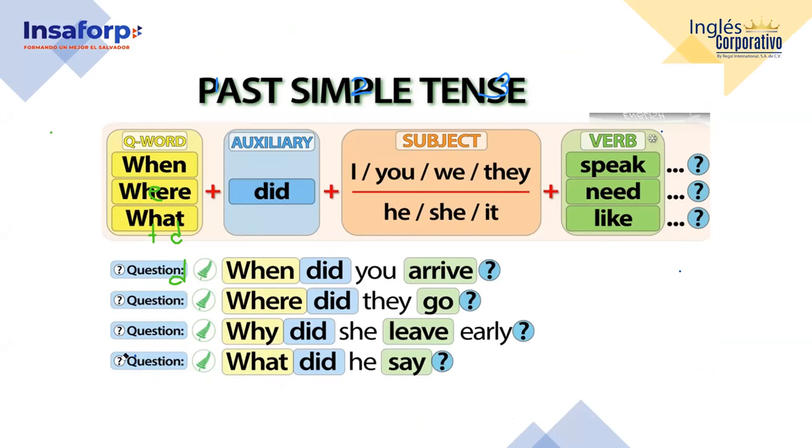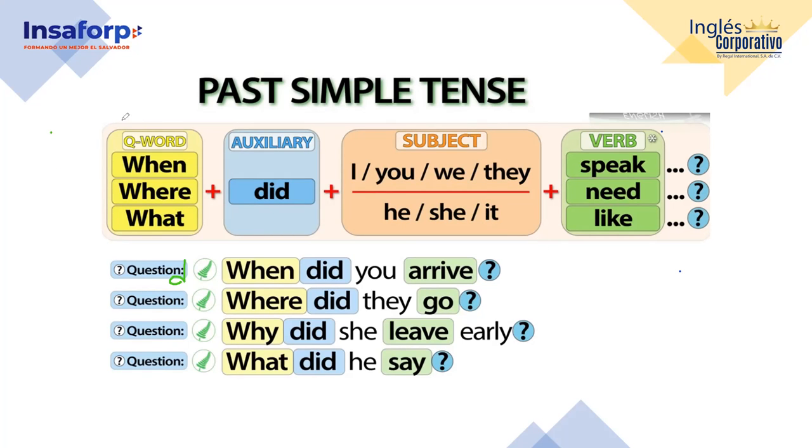Why do we call them information questions? Because I need some information that I don't know. That information can be time, a place, or in a general way, right? When we say what, because what, we can use it in many different ways.